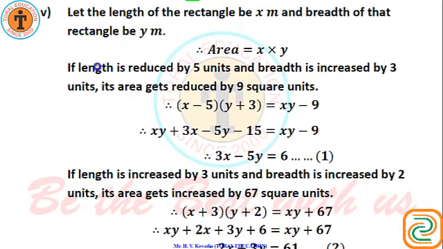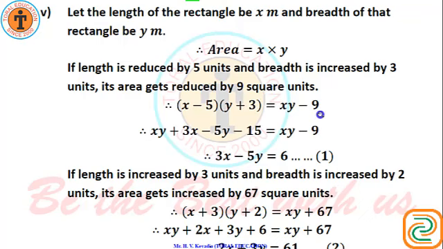Okay, so what is the area? Area equals length into breadth, that is x into y. We know this formula. If the length is reduced by 5 units and the breadth is increased by 3 units, what will happen? The area gets reduced by 9 square units. So length x minus 5 into breadth y plus 3. This is reduced, this is increased. So what will happen to the area? The area will reduce by 9 square units.